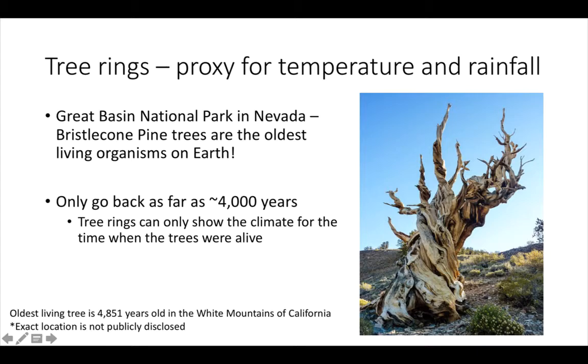And the tree rings can only show the climate for when the tree was alive, obviously, so we have a great record for the last couple thousand years, but we would need an ice core or something else if we wanted to go further than that.